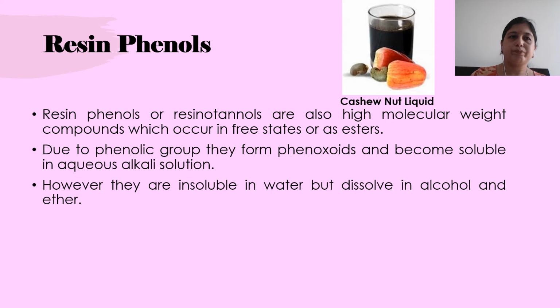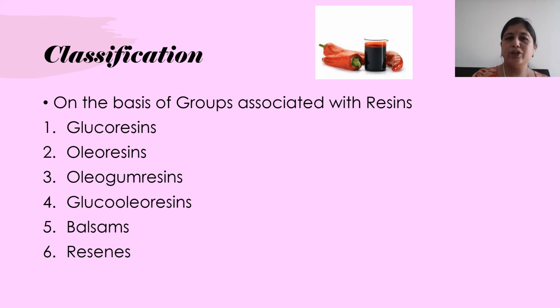The next classification is of those resins which exist in association. They are glucoresins, meaning they exist with glucose or sugar moieties. Oleoresins means they exist with oils. Oleogum resins means they exist with oils and gums. And gluco-oleoresins, again it is similar. Then we have the balsams and the resins, which are complex resinous substances.